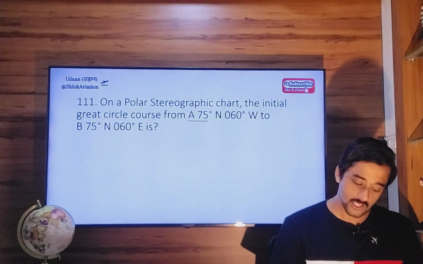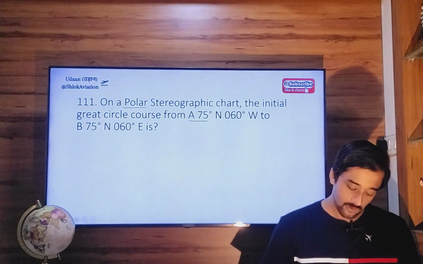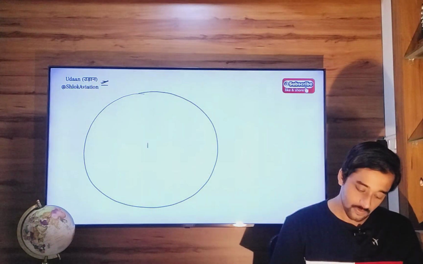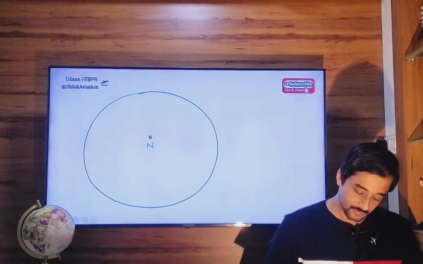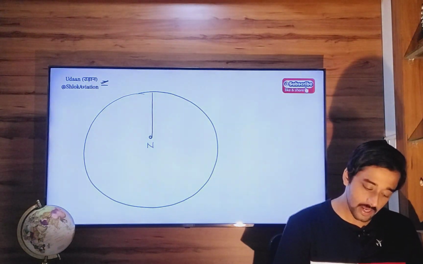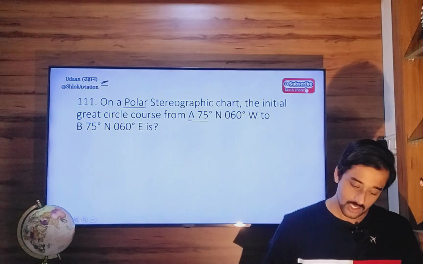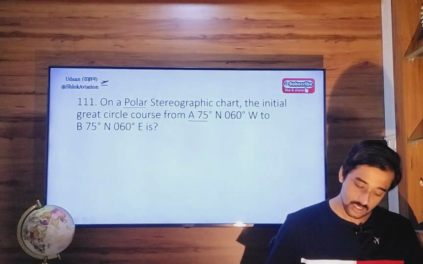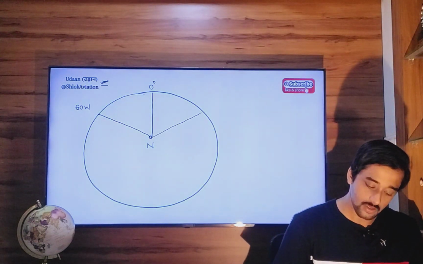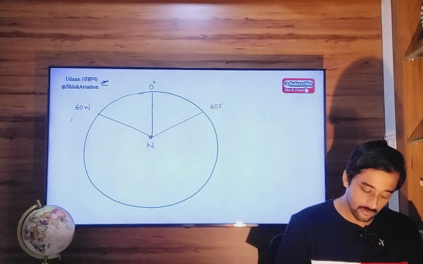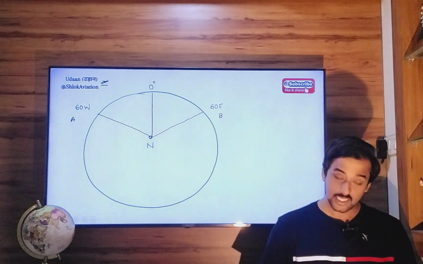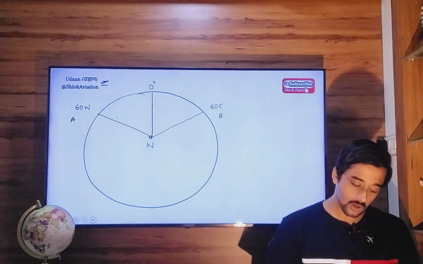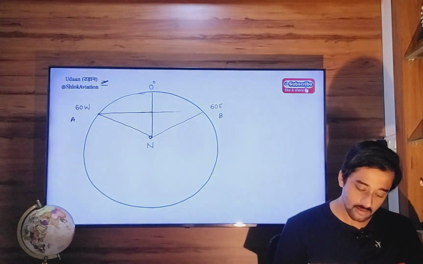So we are in the North Hemisphere and it's a polar stereographic chart. So we will have to draw the Earth with respect to the North Pole. Okay, this will be your prime meridian. This will be 60 west and this will be 60 east. So you are going from Alpha to Bravo, Western Hemisphere to Eastern Hemisphere. Both are located on the same latitude, so let's connect them by a straight line.